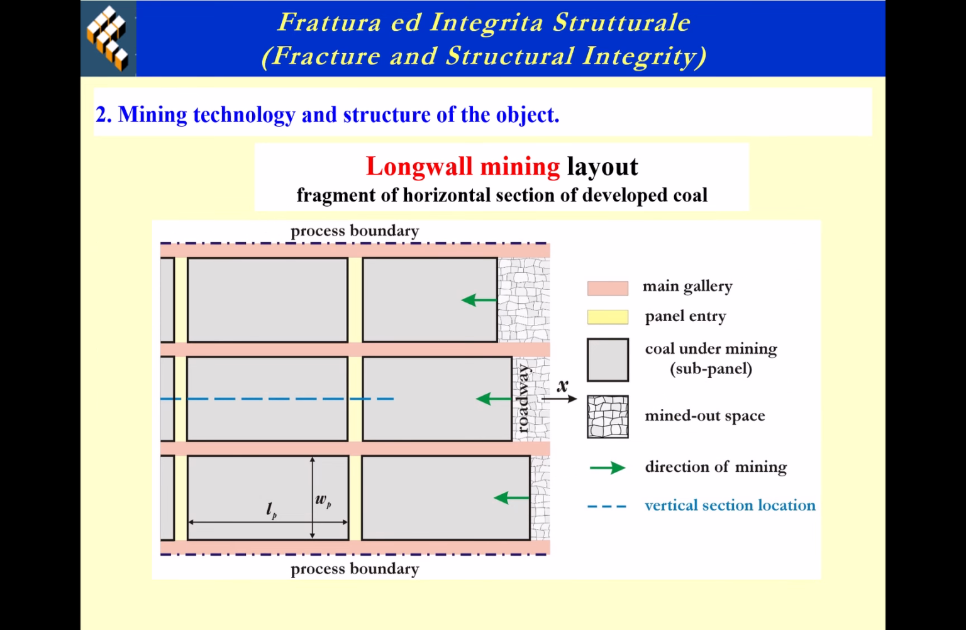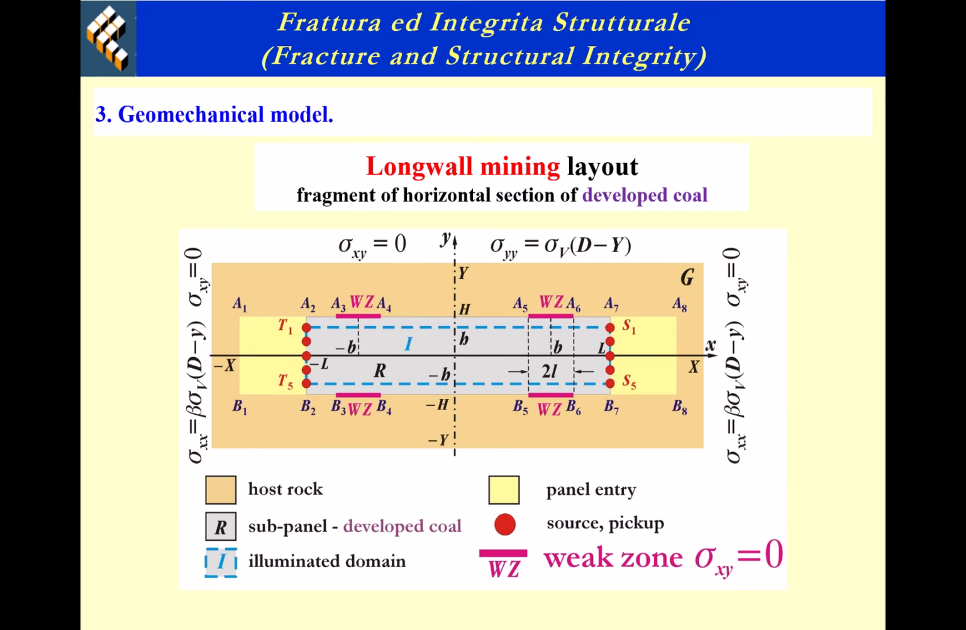In longwall mining, the coal bed is divided into panels, which are excavated by a coal cutter loader. In vertical section, the blue line in the middle part of the sub-panels was chosen as the object of study. We developed and implemented a geomechanical model of the object. Weak zones were described by sections on coal bed host rock interfaces where shear stresses are zero.